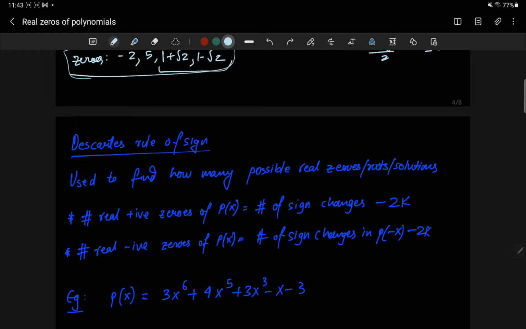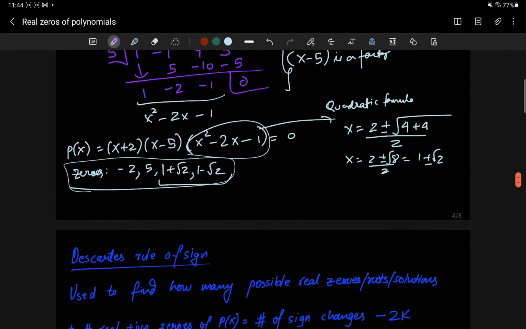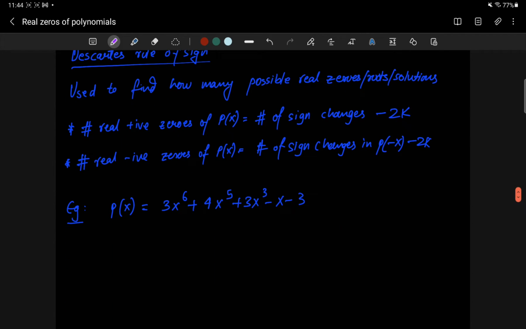Okay, what's the goal of this rule? Well, the goal of this rule is to count how many real roots there are, and how many of those are possibly positive and how many are possibly negative. So here's what the rule says. The rule says the number of real positive roots is the number of sign changes, minus multiples of 2, right? So if this comes out to be 4, then you can have 4 or 2 or 0.